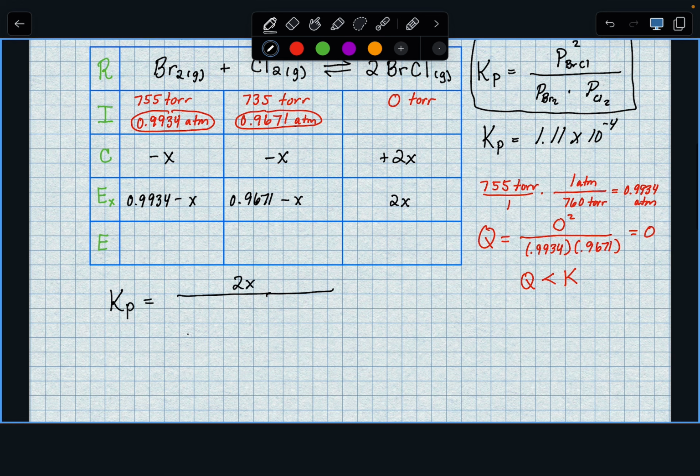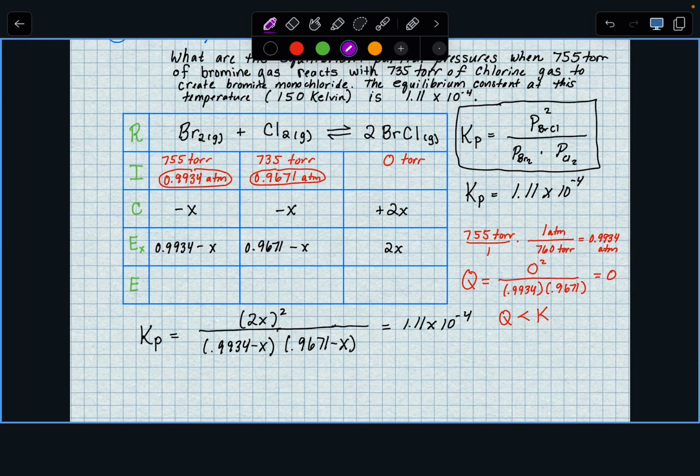And so the top is going to be 2x. And it's going to be a small value for x, but it's going to be something. And then 0.9934 minus x in the denominator there. And then 0.9671 minus x in the denominator. And then all of this is going to equal 1.11 times 10 to the minus 4th.